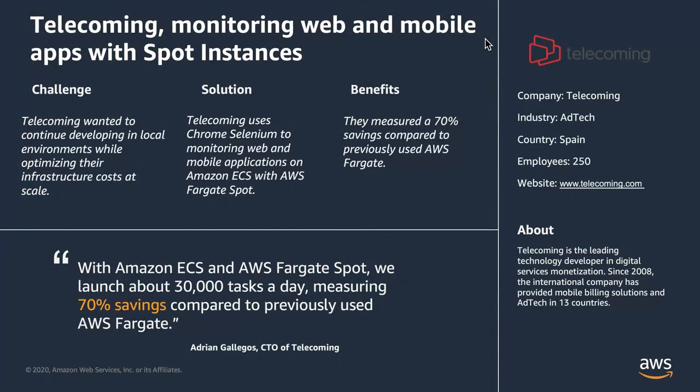With a goal to optimize cost in infrastructure as they scaled, Telecoming launches about 30,000 tasks a day, measuring 70% savings compared to previously used AWS Fargate.